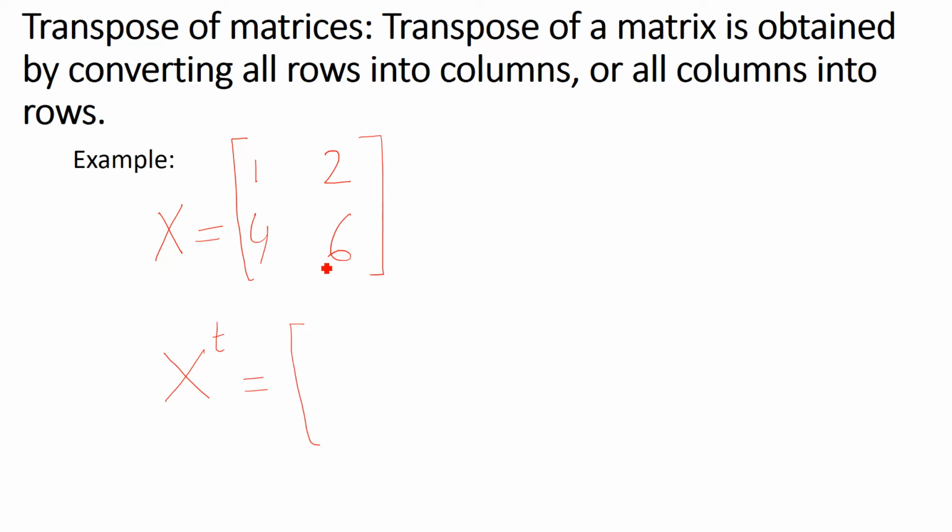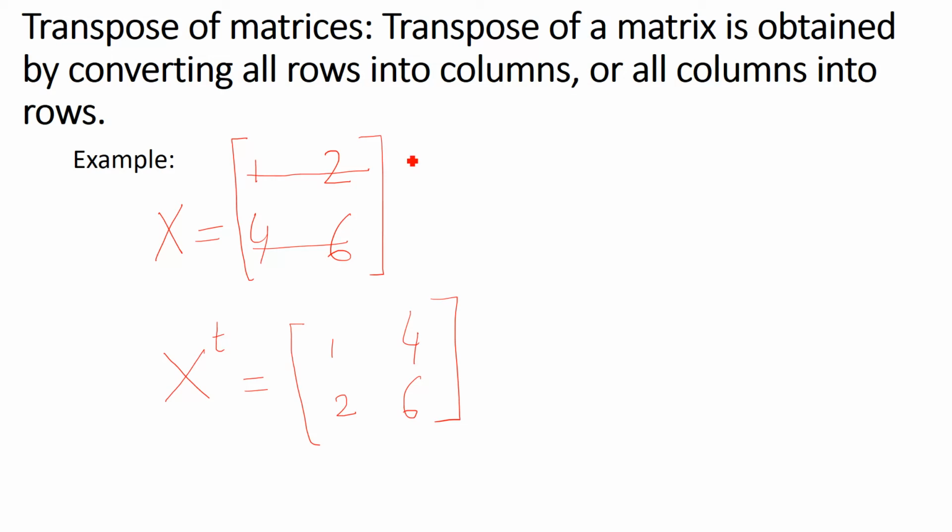So see, I will show you here. This is 1, 2. This is row 1, 2. So make it a column. It will be 1, 2. This is 4 and 6. Row. Make it a column. 4 and 6. This is called the transpose. Finished.